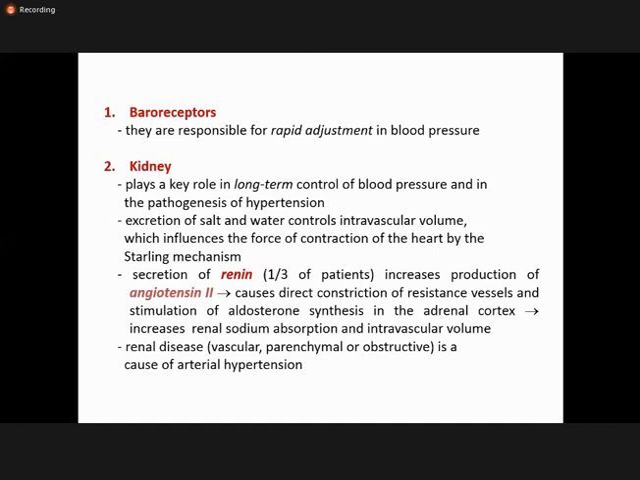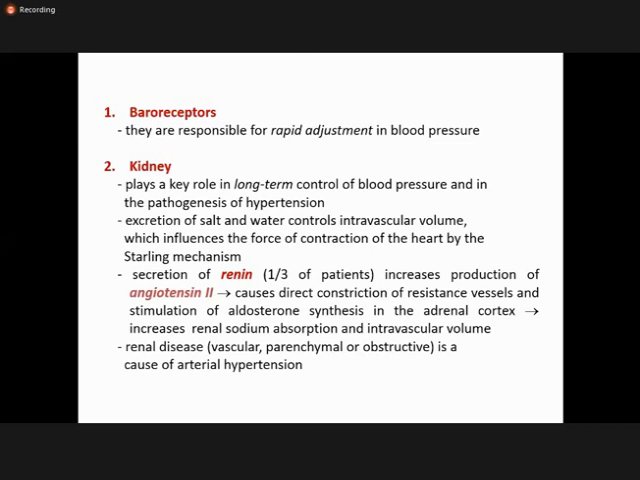Excretion of salt and water controls intravascular volume, which influences the force of contraction of the heart by the Starling mechanism. Secretion of renin in one third of patients increases production of angiotensin 2. Renin production increases when there is low blood pressure, right? So what is the compensatory mechanism?